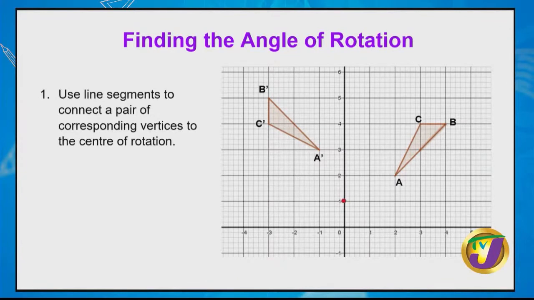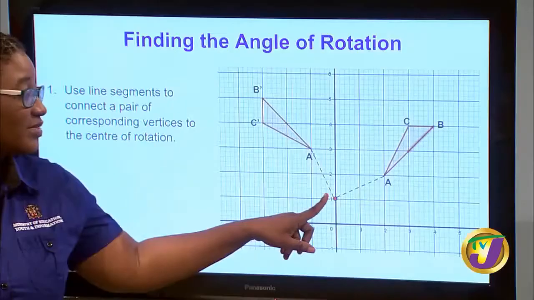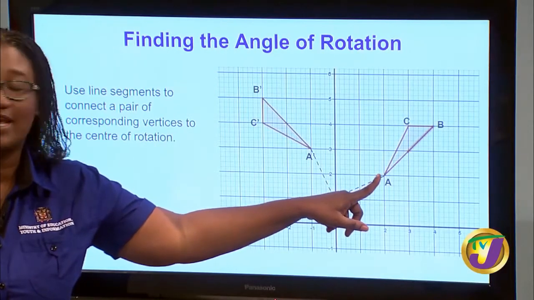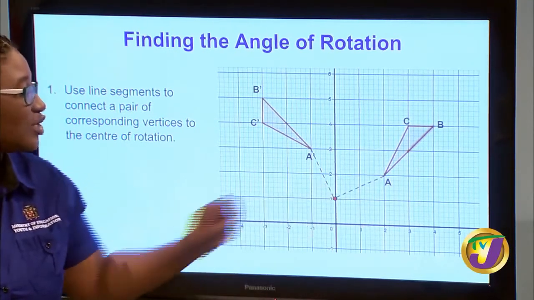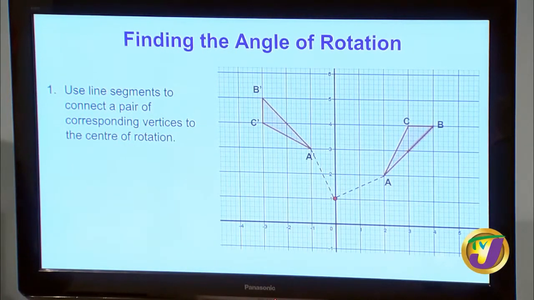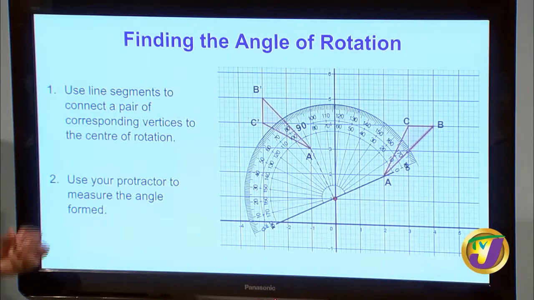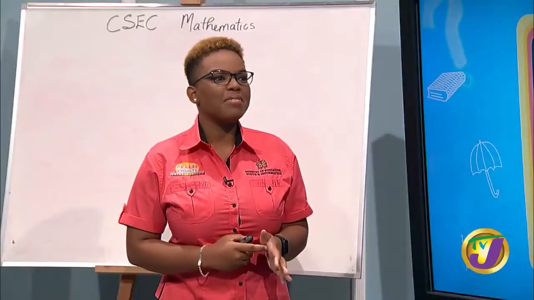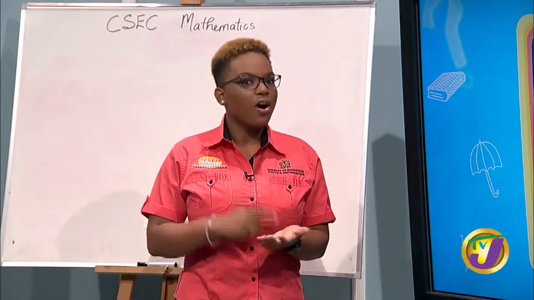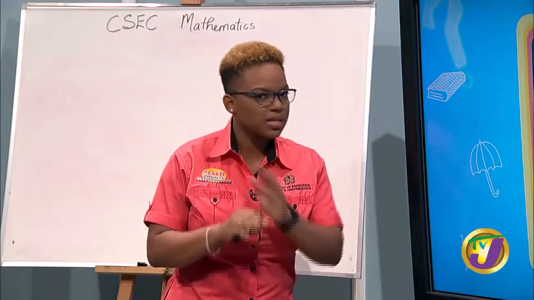And let's connect A prime to that center. There you go. So now we need to measure the angle that is formed. And remember, we're measuring from the line segment from the center to the object, or the pre-image point. Let's see if we can get our protractor in and actually measure what's happening here. And remember, the center of your protractor needs to be at the center of rotation. Center match to center, can't forget.